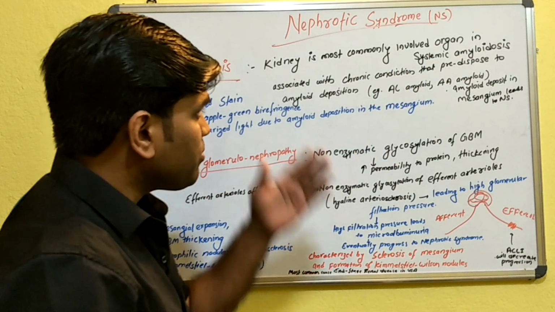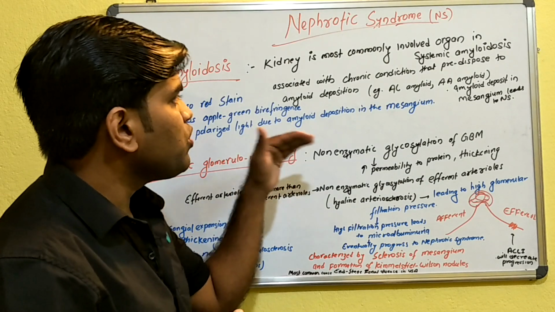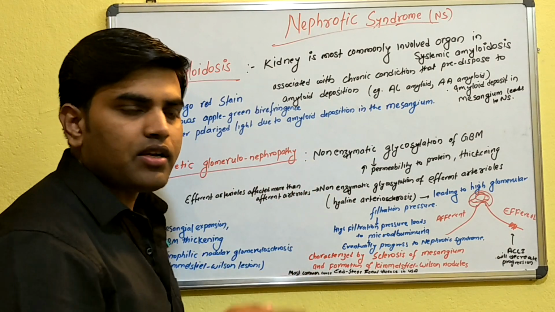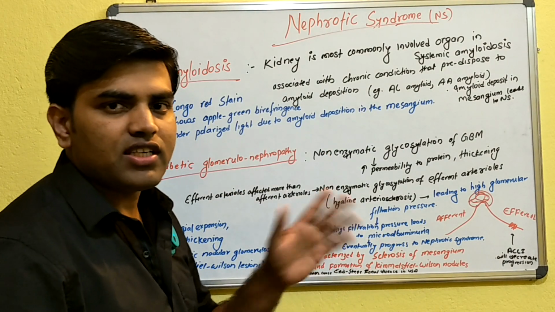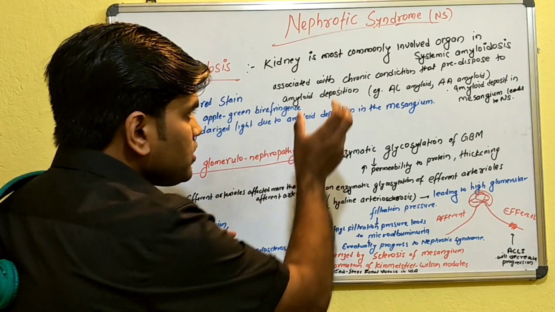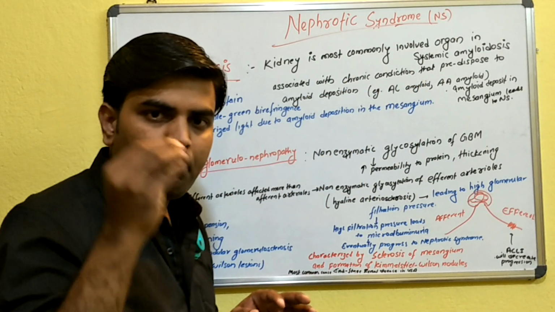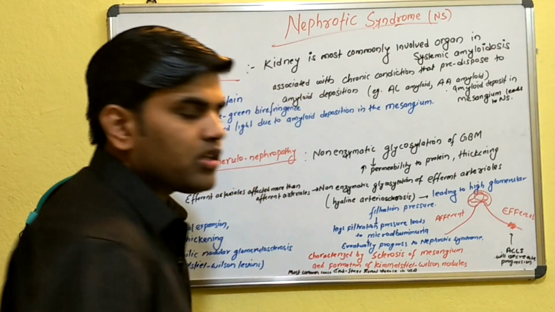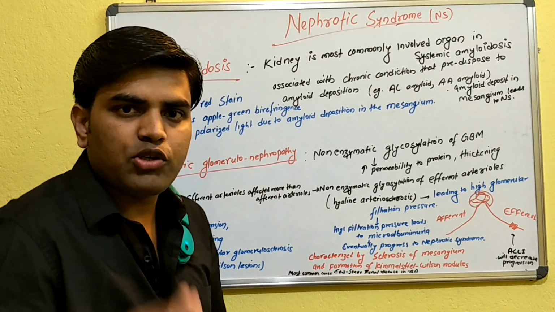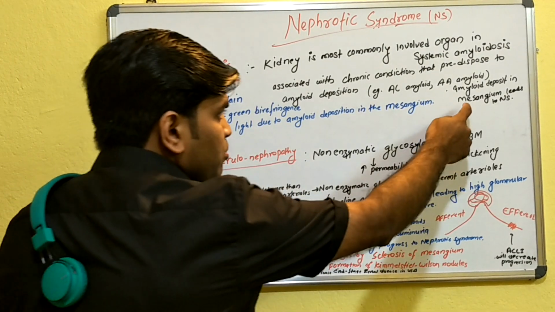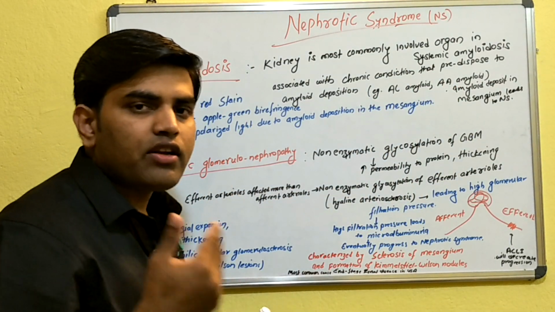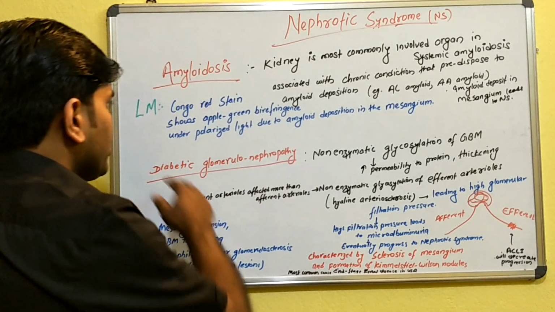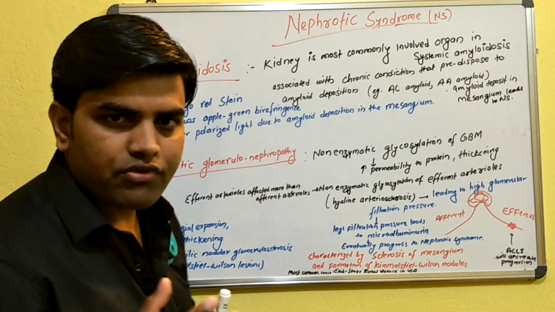be an associated chronic condition that predisposes to amyloid deposition, like AL amyloid, the light chain immunoglobulin amyloid, and AA amyloid, that is SAA, if you remember it. Now if this amyloid gets deposited in the mesangium, you know that it is part of the structure of the glomerulus, and the glomerular mesangium is connective tissue, and if that connective tissue gets deposited by amyloid, then that will progress to nephrotic syndrome.